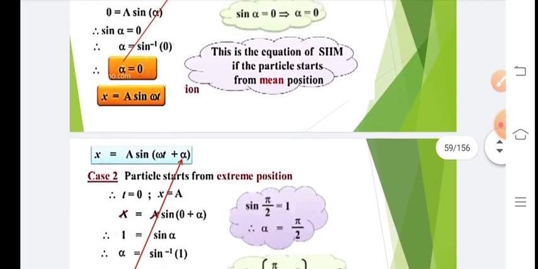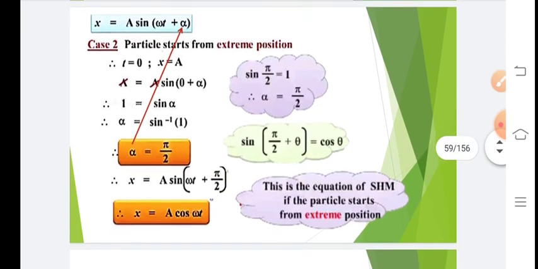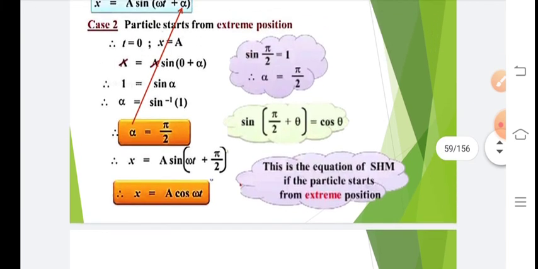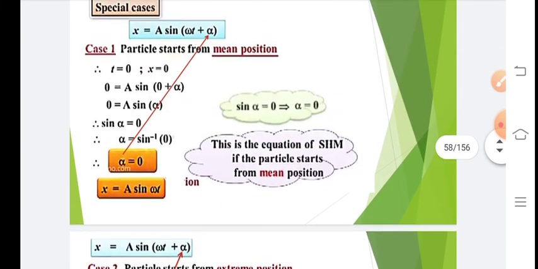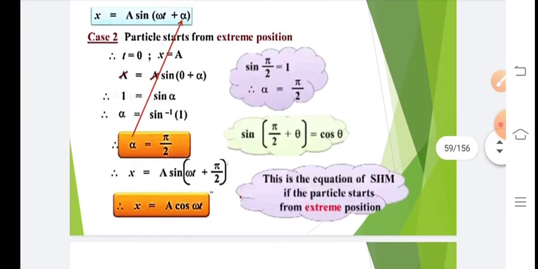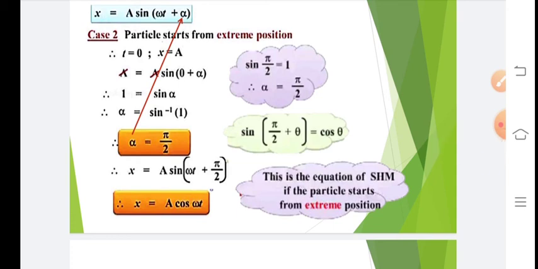Then the expression for displacement: x is equal to a sine omega t plus alpha. So in these cases, the value of x is equal to a sine omega t for case number 1, that is, at the mean position, and for the extreme position, the value of x is equal to a cos omega t.